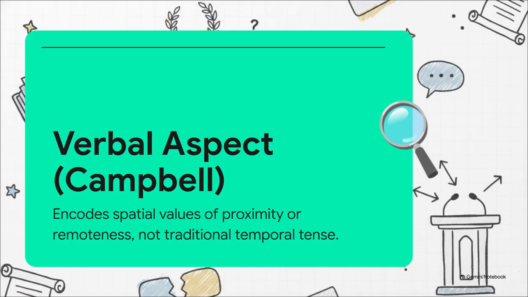It's a spatial zoom. Campbell shows us that tense forms in Koine Greek encode spatial values, either proximity, bringing an action near to the reader, or remoteness, pushing it far away. Think of it literally like a camera lens. As a preacher, you use this spatial zoom to bring the text directly into the listener's lap, making the application immediate, intimate, and incredibly pressing.